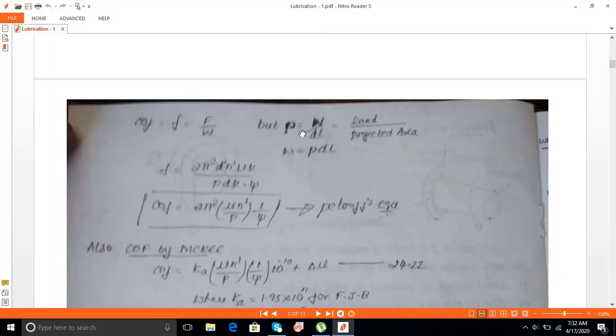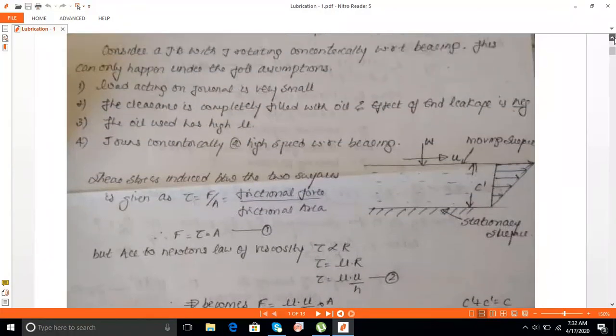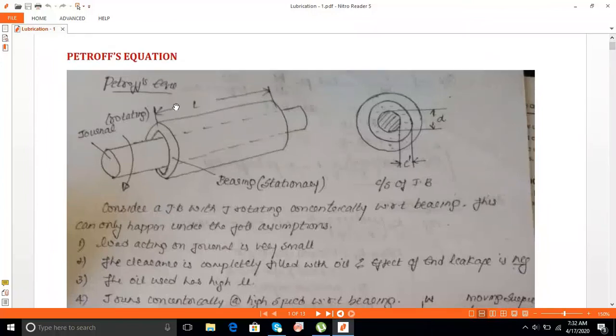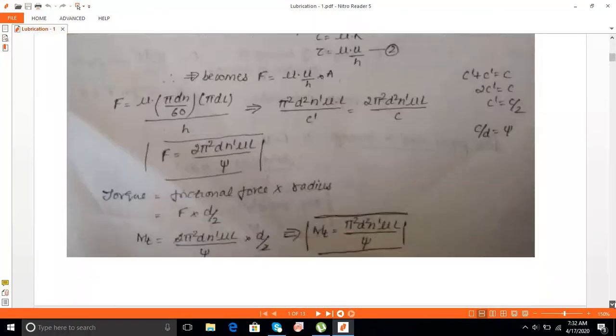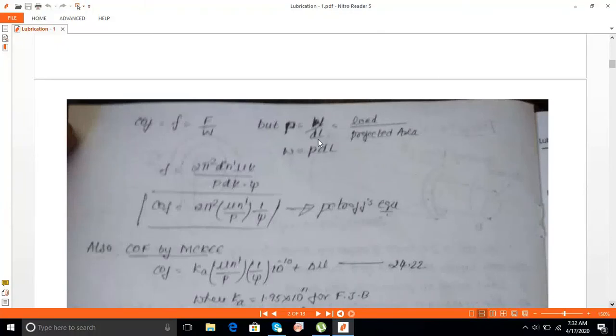Here we need a projected load or the unit load. Unit load is nothing but the load divided by the projected area. To determine the projected area, if I pass a light on it, we get a rectangular surface below it, a rectangular projected area whose dimension is d into L. That is called the projected area, d into L. So load divided by dL. So I am replacing this term W by P into dL.